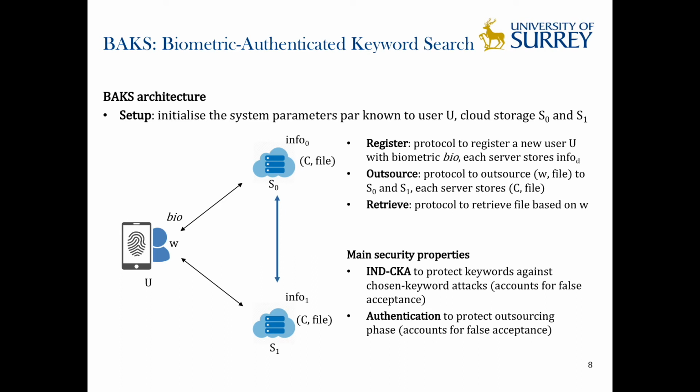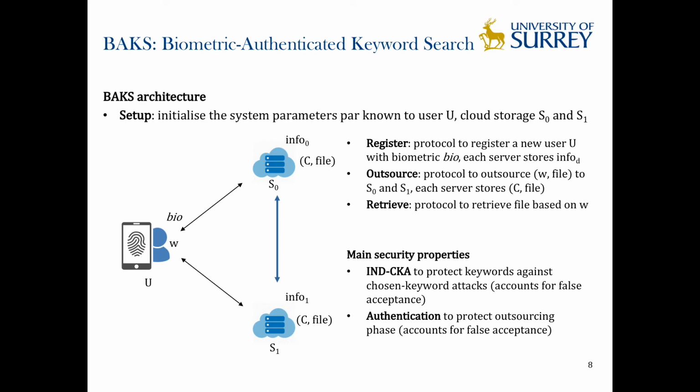We allow the adversary to corrupt one of the two servers and any user other than the one for whom the challenge is embedded. BACS satisfies INCKA if the probability of success is within negligible distance of the false acceptance rate. This accounts for the scenario where an adversary is able to recover the challenge user's key from a different biometric source.